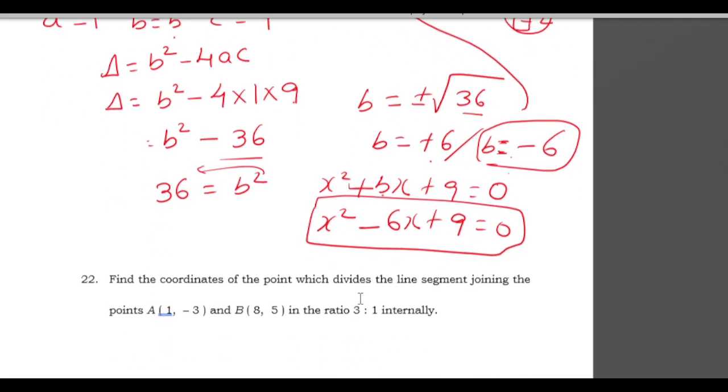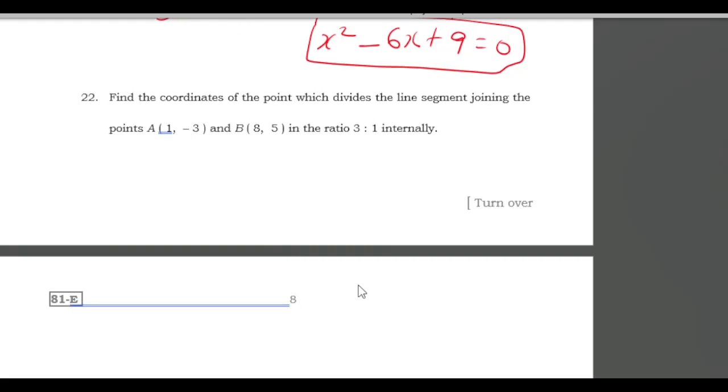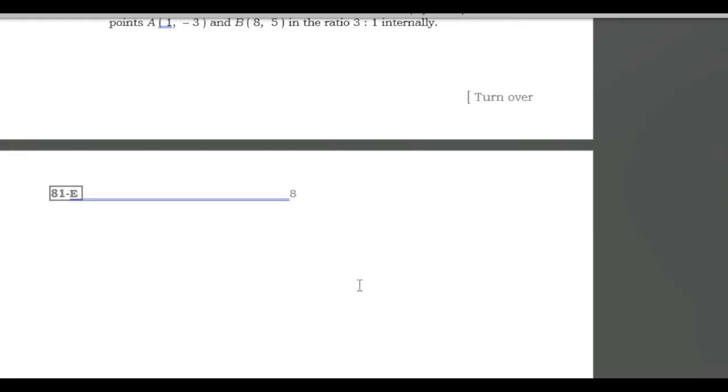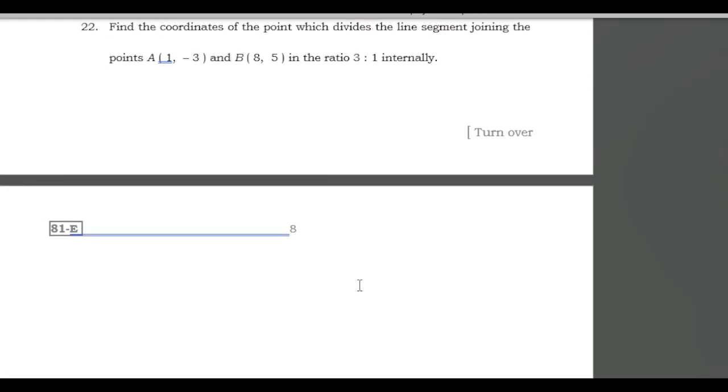So next we move on to another question, based on the section formula. Find the coordinates of the point which divides the line segment joining the points A and B. A is 1 comma minus 3 and B is 8 comma 5, and the given ratio is 3 is to 1.